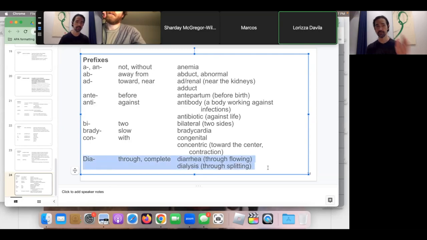Dia means through or complete. So diarrhea we saw already, so dia is through, and rhea is flowing. So this is flowing through, or through flowing. Now, dialysis means through splitting. And this is another thing that's implied: the filling up of water in the body that is then pulled out. In the pulling out, you're separating the water from the body. You're splitting the water away from the body, and it's coming out. It's going through the body.